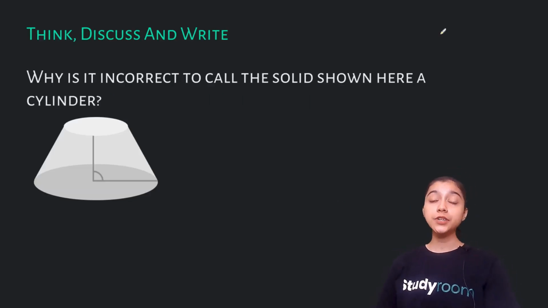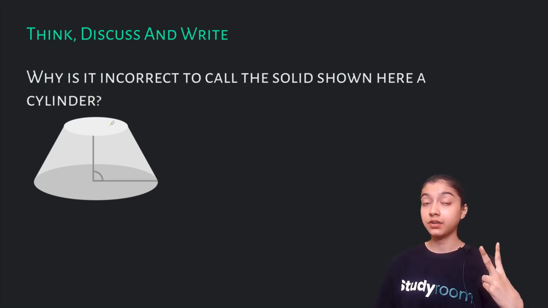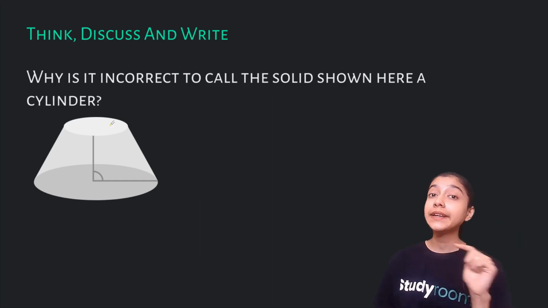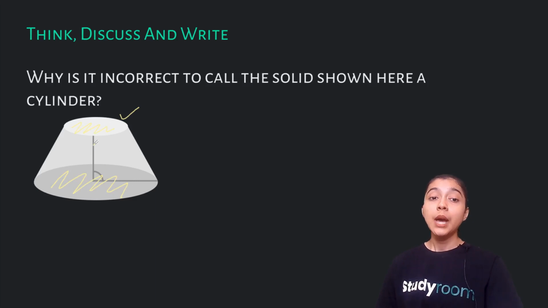Now observe the figure given over here. It has been asked why it is incorrect to call this figure a cylinder. First of all, in the case of a cylinder, I taught you two main criteria. The first criterion was that there should be two identical circular faces in a cylinder. In this figure, there are two circular faces. One is at the top, the other is at the bottom. But are these two circular faces identical? No, they are not identical.